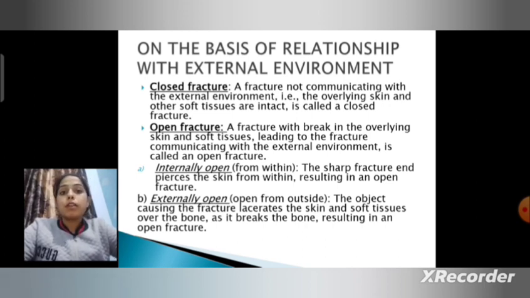An open fracture is further classified into two parts: internally open and externally open. Internally open means from within. The sharp fractured bone pierces the skin from within, resulting in an open fracture. And externally open means open from outside. The object causing the fracture lacerates the skin and soft tissue over the bone as it breaks the bone, resulting in an open fracture.